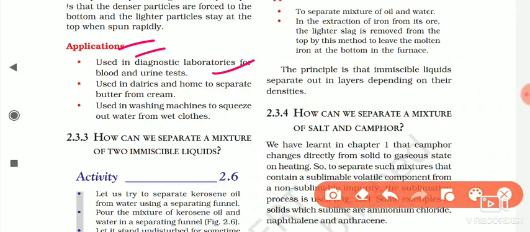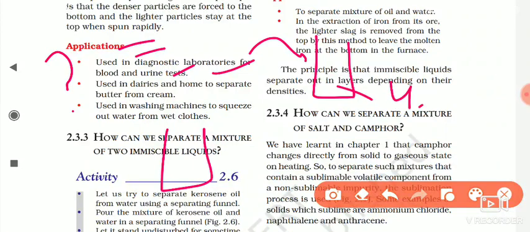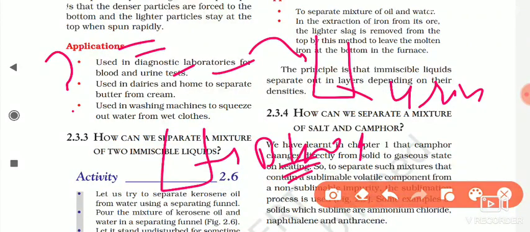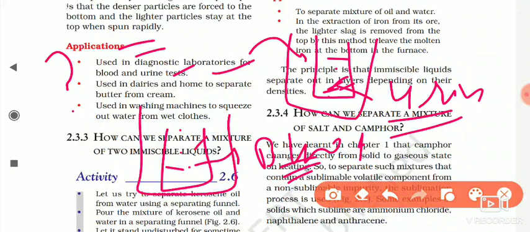Now the question is how they use centrifuging methods to diagnose blood and urine tests. First, you just take a urine sample or blood. If you test for blood, then you take blood. If you test for urine, then you take urine in the test tube. Then put it in the centrifuging machine and turn on the machine.